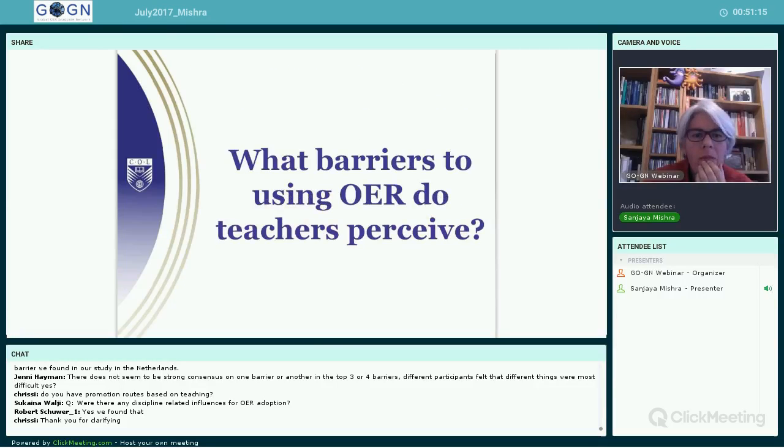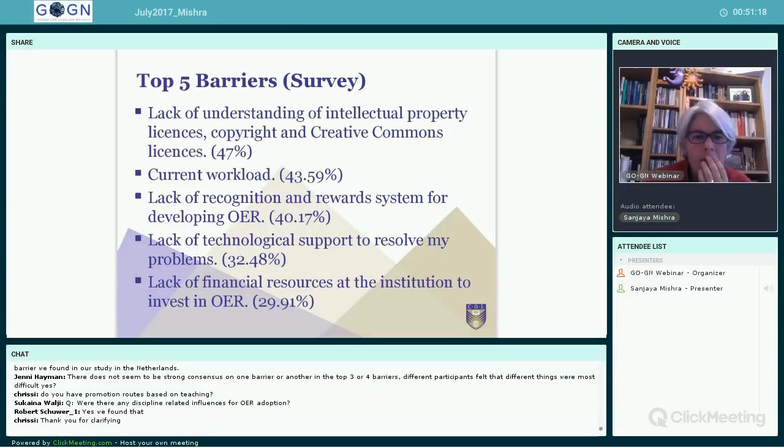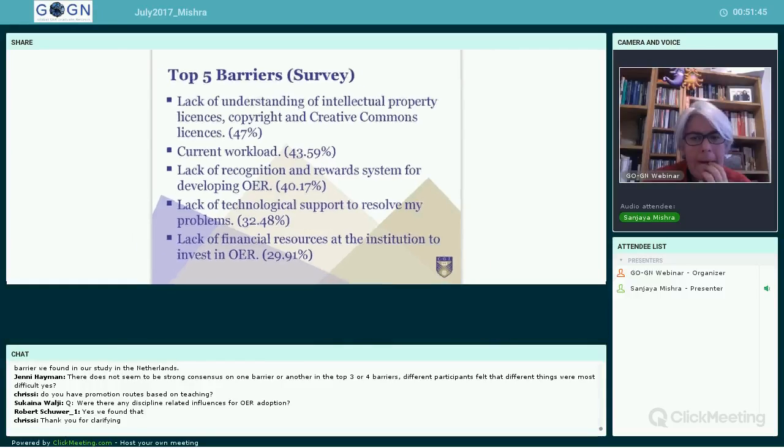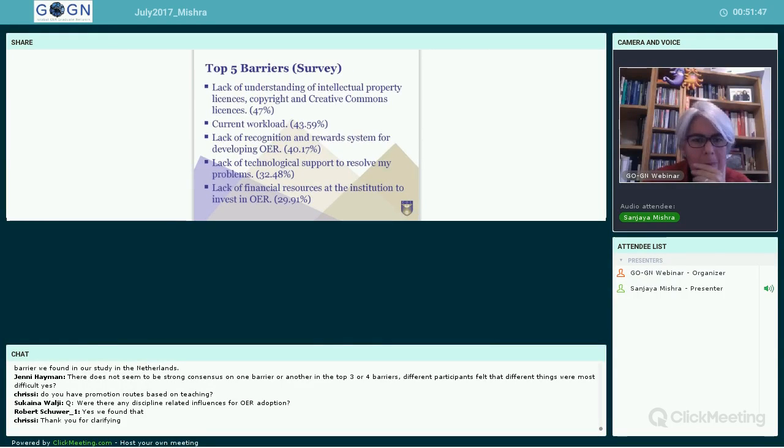So the top fives were these: the lack of understanding, the current workload recognition, availability of technical support, which includes bandwidth and other things, and of course financial resources, because this is something that came from the people in the middle age group also. So broadly we can see these are the major barriers which come across different groups.